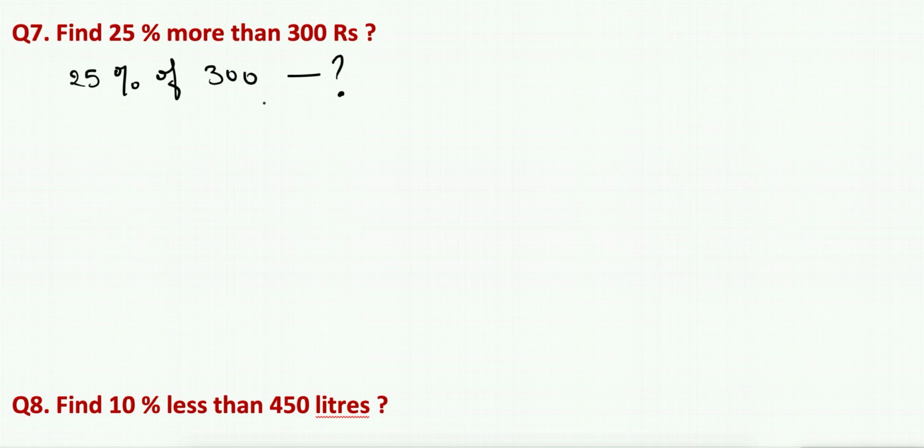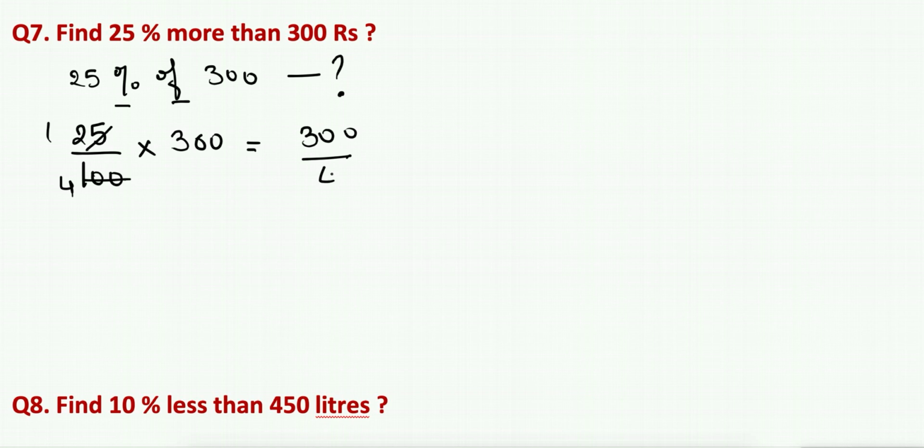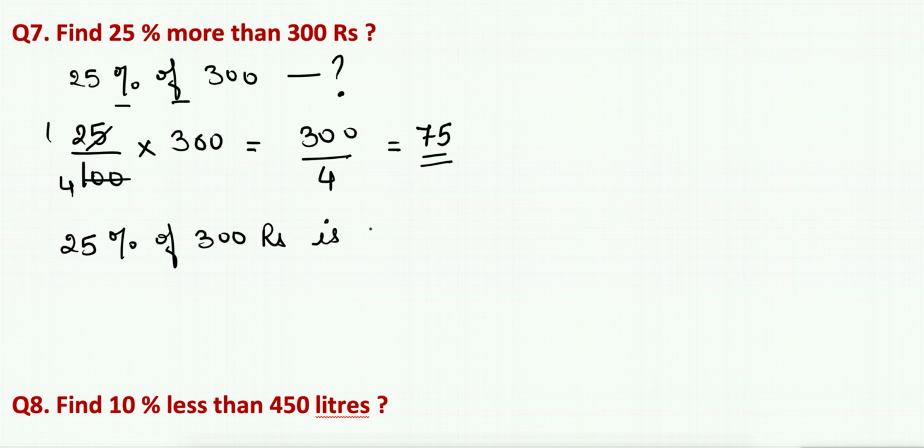So 25% of 300 is how much? So 25, remove the percentage and the of sign, 25 divided by 100 multiplied by 300. So this comes to 25 fours are 100, so 300 divided by 4 comes to 75. So 25% of 300 rupees is 75 rupees. So first we have found out what is 25% of 300 rupees.